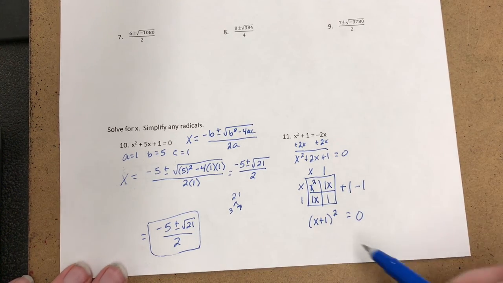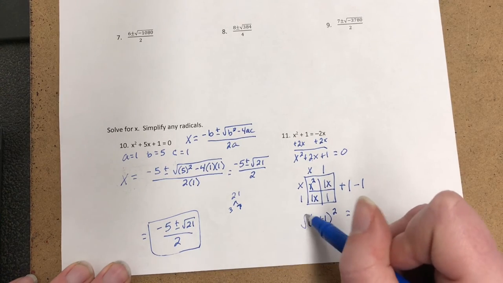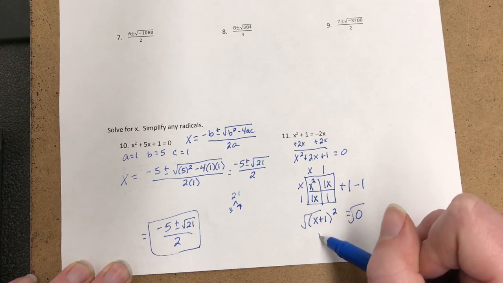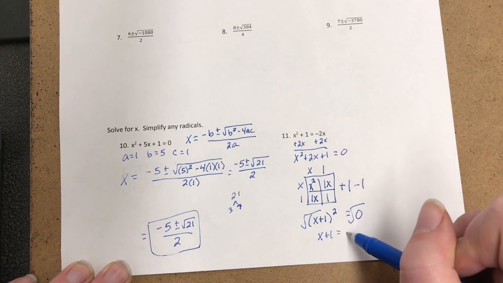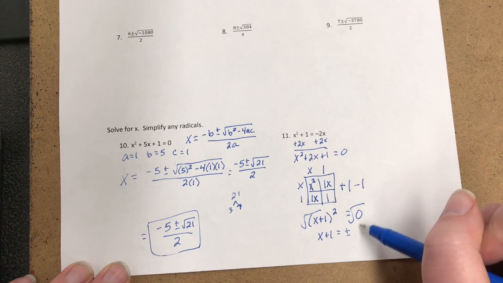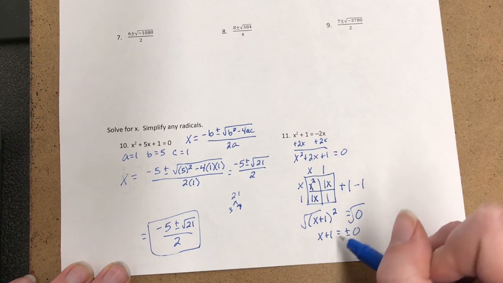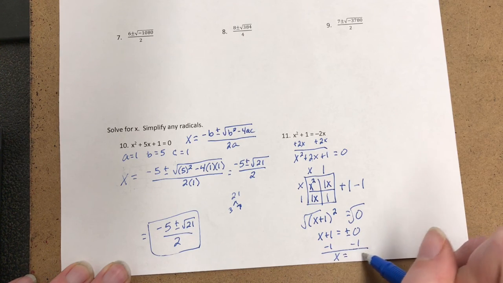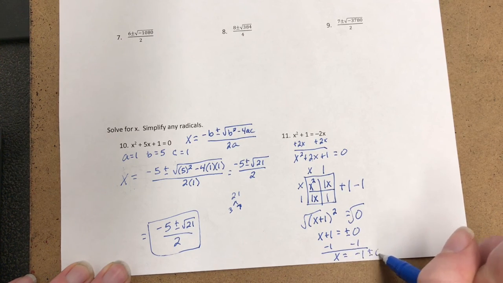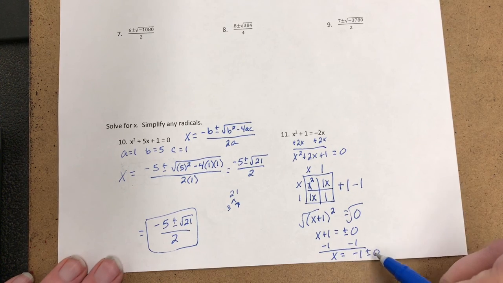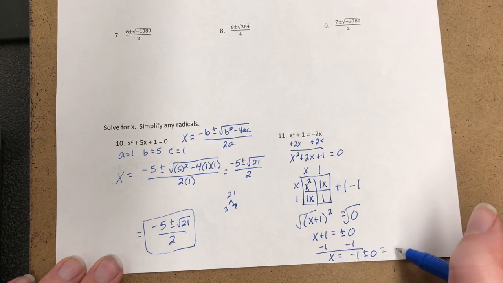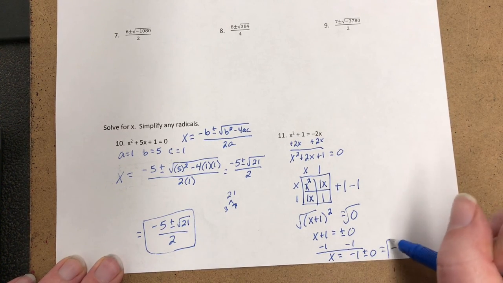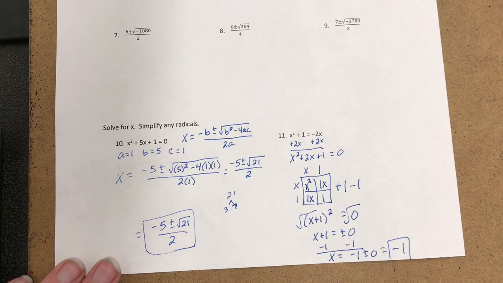So then to solve, to get rid of the square, I'm going to square root both sides. So I get x plus 1 equals plus or minus, and the square root of 0 is 0. So I'll subtract 1 from both sides and get x equals negative 1 plus or minus 0. But if I take negative 1 and add or subtract 0, I just get a negative 1. So my answer is negative 1.